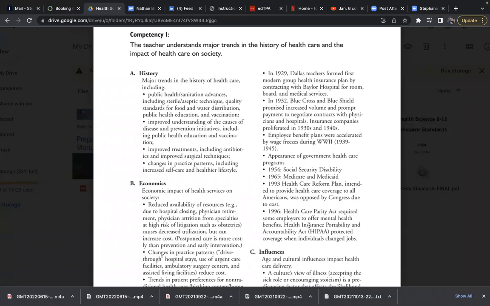Competency 1 is about stuff like that, how we study it, how you discuss it, and you should know the different major trends and the ways in which they've affected the way that we carry on healthcare.